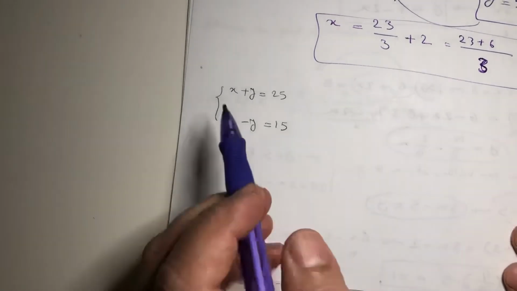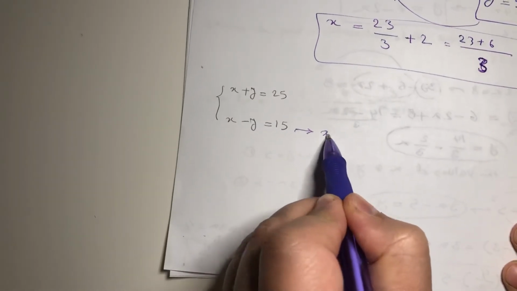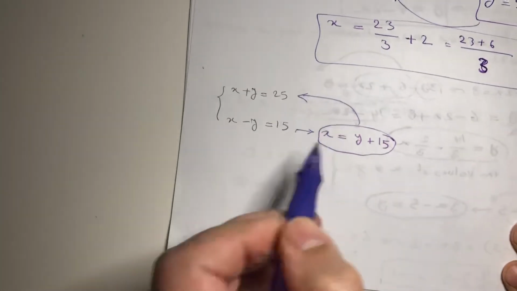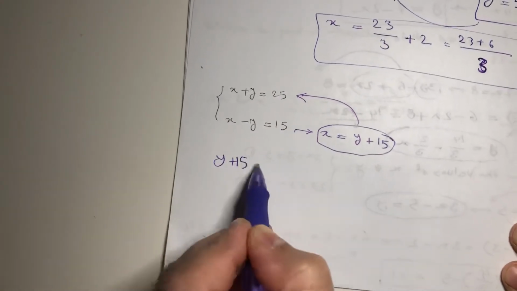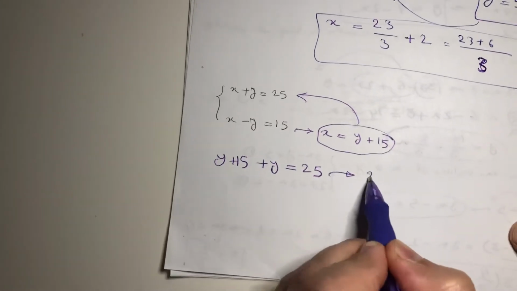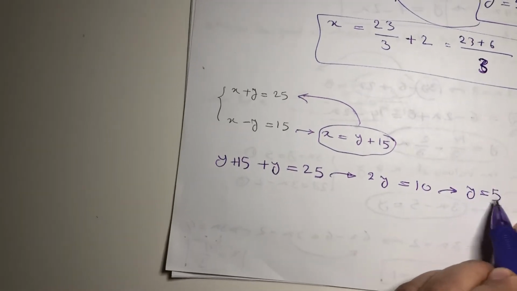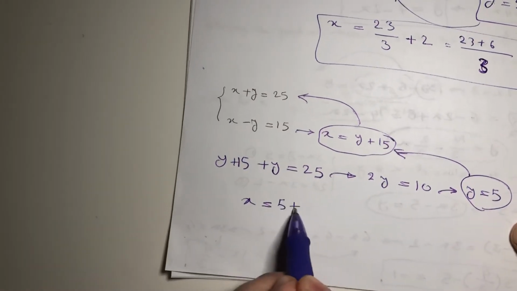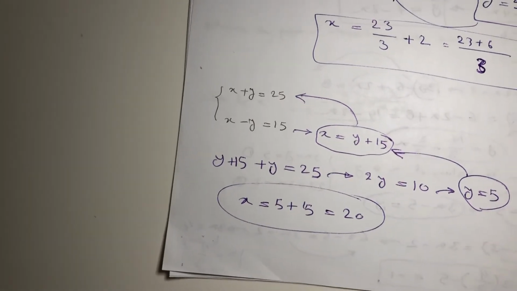Let's look at this last example. Here I can say x equals y plus 15, right? Now replace this in the first equation. x plus y means y plus 15 plus y is 25. Then 2y equals 10, y equals 5. Then I replace it here. x is 5 plus 15, which means 20. So we found both the values of x and y.